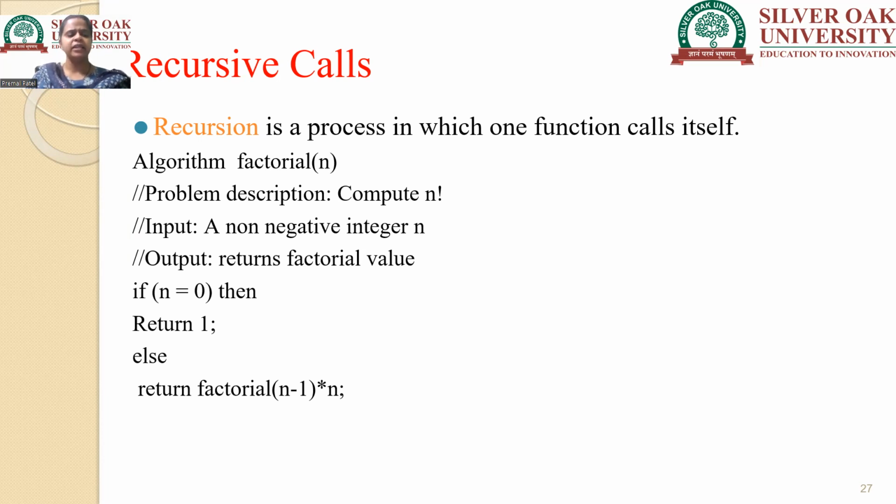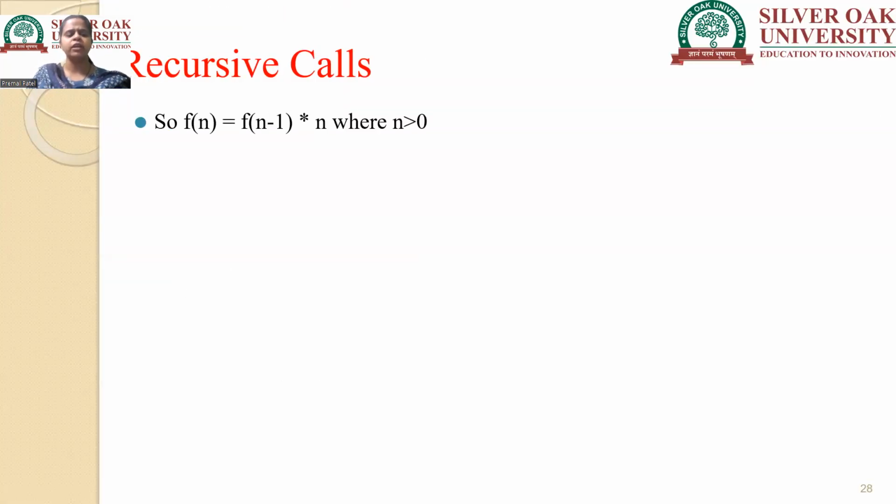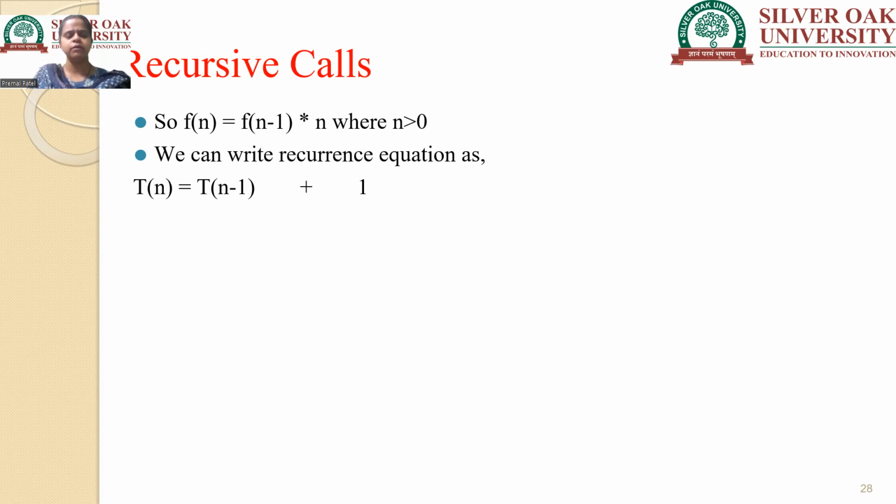So now if n is equal to 0, then return 1, else return factorial of n minus 1 multiplied by n. If we find out the complexity or the frequency count for the recursive calls, that is f of n is equal to f of n minus 1 into n, where n is greater than 0. So we can write the recurrence equation as t of n is equal to t of n minus 1 plus 1.